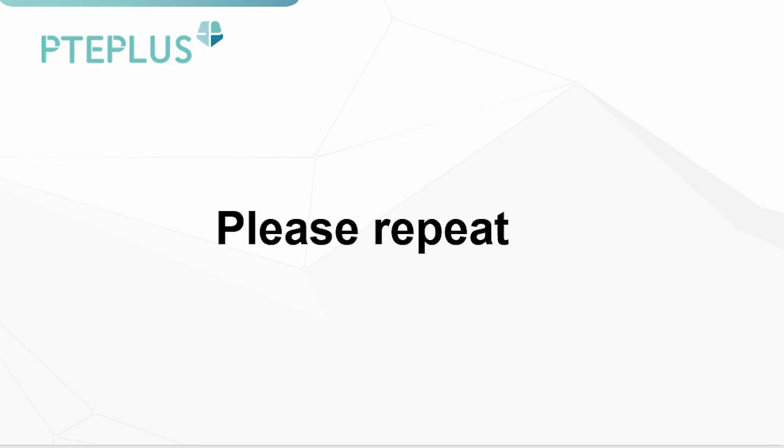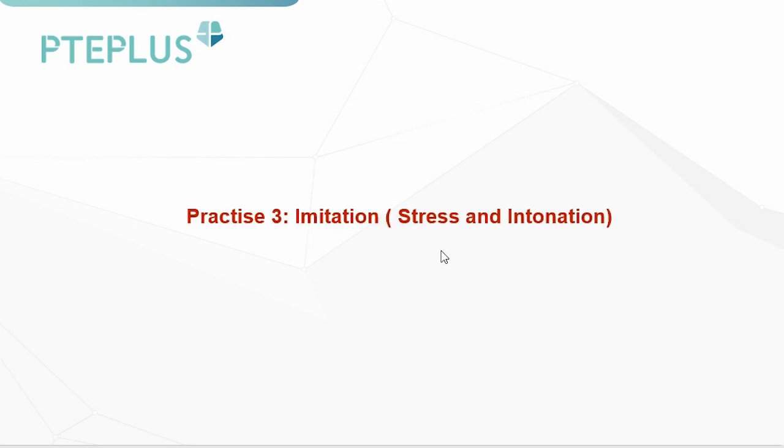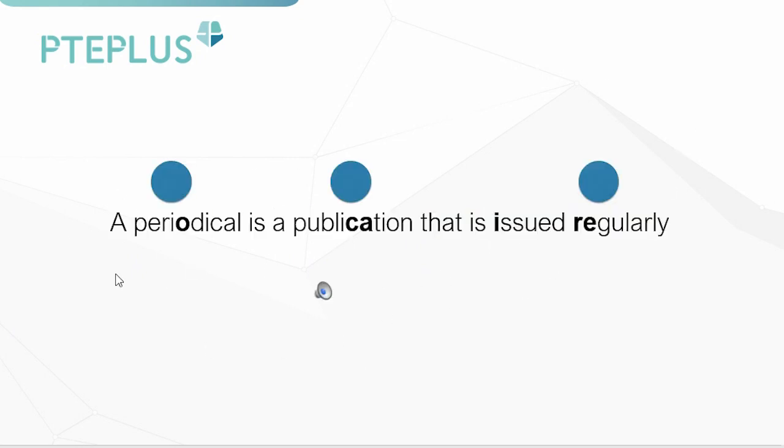Let's move on now to the third technique, imitation, in terms of stress and intonation. Here it's important to remember we're not only repeating the words, but also imitating the stress and intonation, the 10 marks given for pronunciation and fluency. Whenever we're listening to these sentences, we're also listening to the different stress, finding out the different word stress and sentence stress.